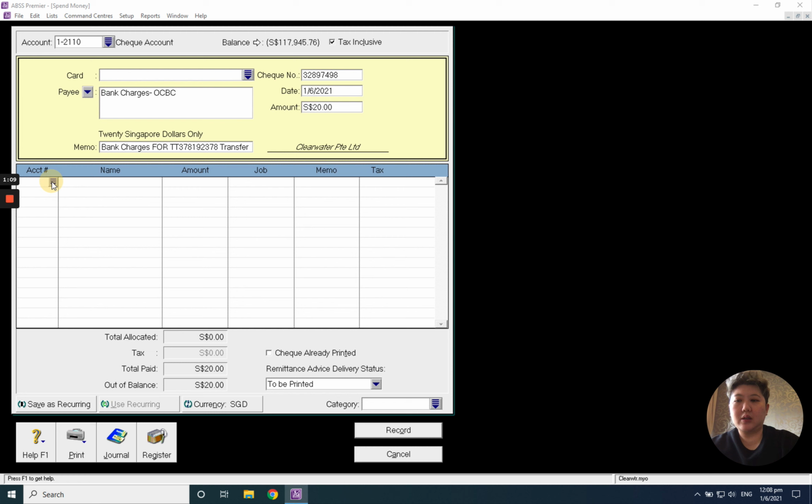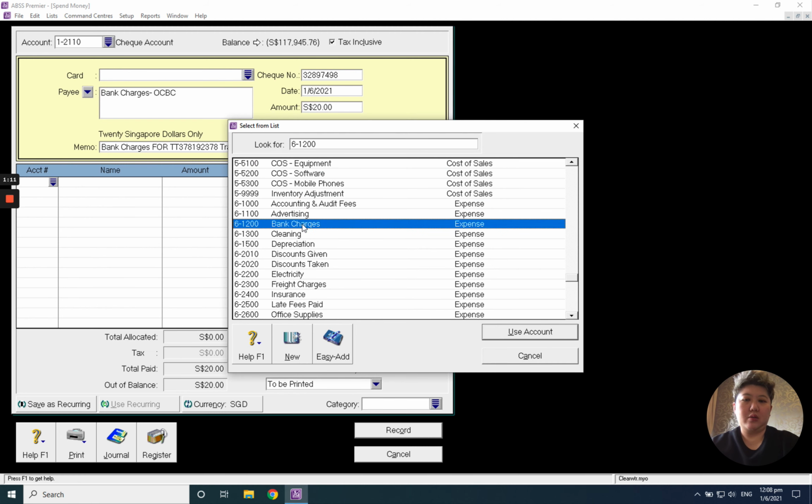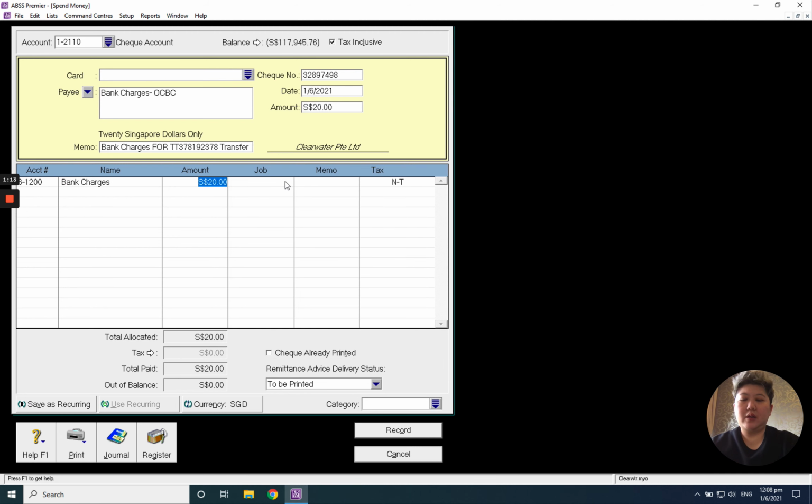So what is the account? Bank Charges account. After that, if this is for any project, you can still tag it with the project. If not, just record, done. That's all about how to record the bank charges in your Spend Money. Thank you.